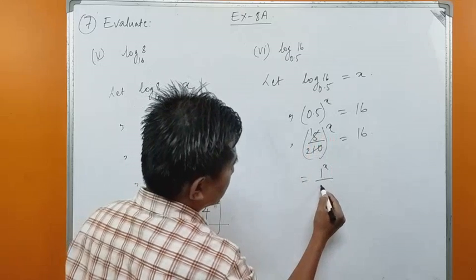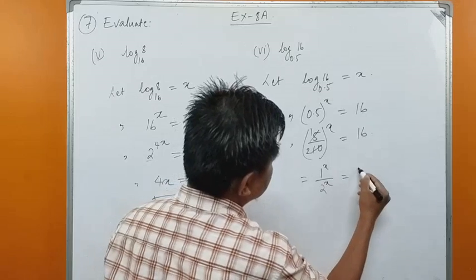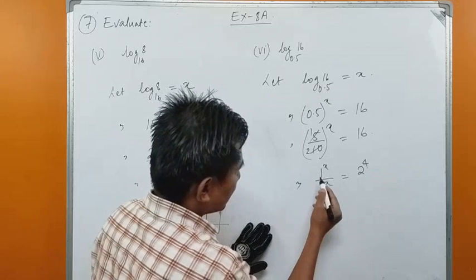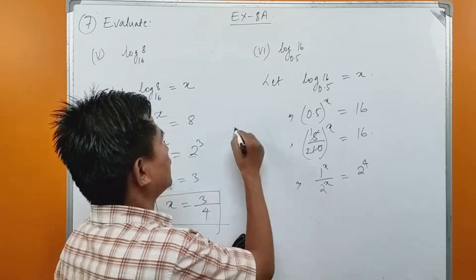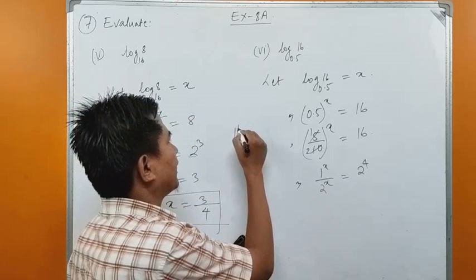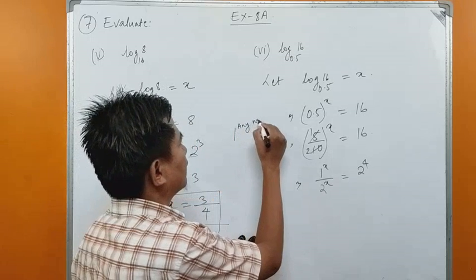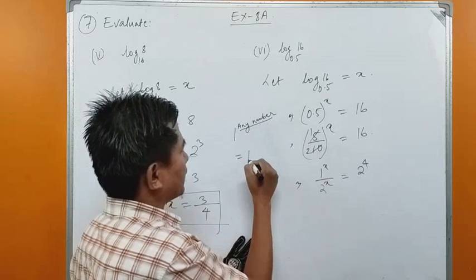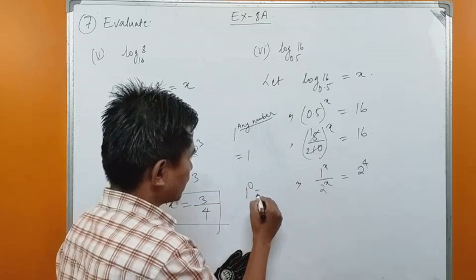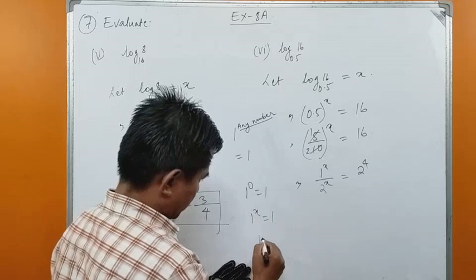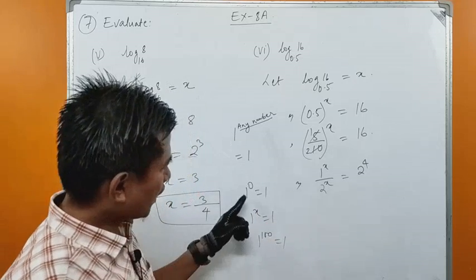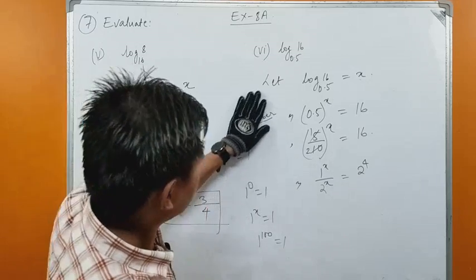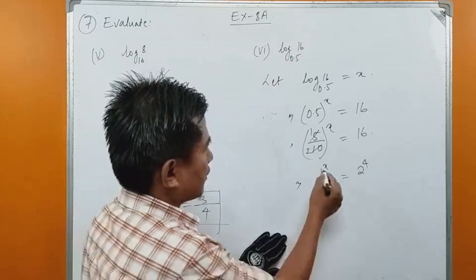This x power is for both 1 and 2 because both are within the bracket. So 1 to the power x upon 2 to the power x equals to 16, means 2 to the power 4, isn't it? 1 to the power x means 1 raised to power any number. Please keep this in mind. 1 raised to power any number is always 1. 1 to the power 0 equals to 1, 1 to the power x equals to 1, 1 to the power 100 equals to 1. So 1 to the power x means 1.